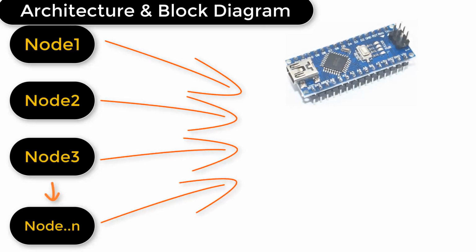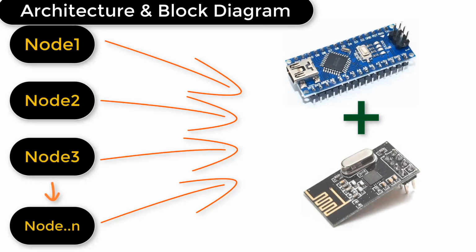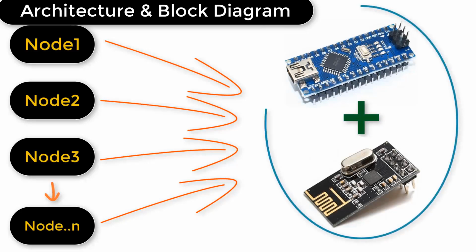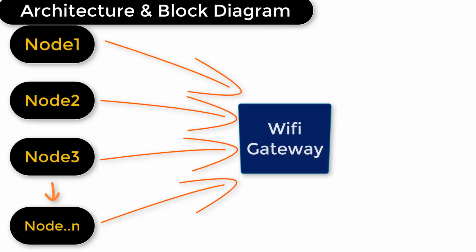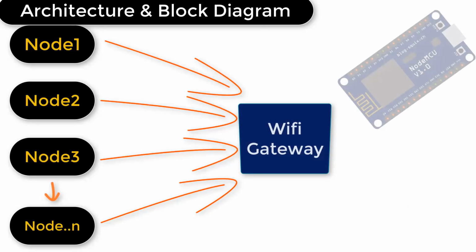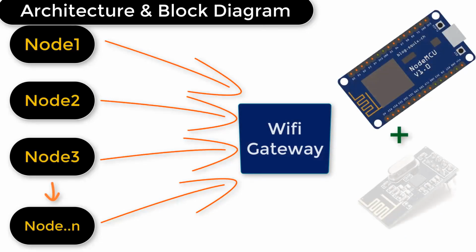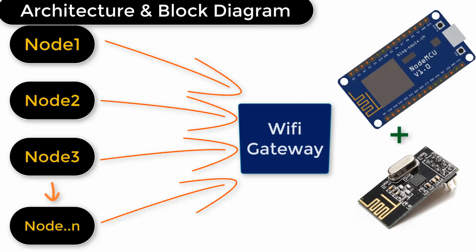In my case, I am using Arduino Nano and a transceiver module. So the transceiver module is NRF24L01 modules. Now these modules combine to form an individual node. So you can make multiple nodes using the same Arduino Nano and same NRF24L01 module. Now all these modules transmit the sensor data to Wi-Fi gateway. That is made using Wi-Fi module like NodeMCU and the NRF24 transceiver module. Here it is acting as a receiver.